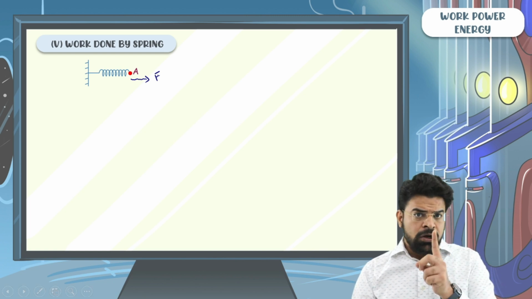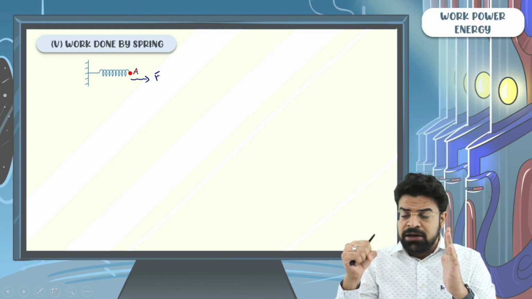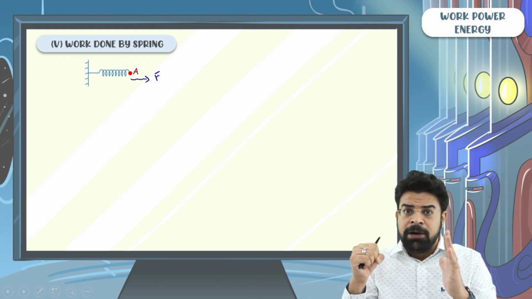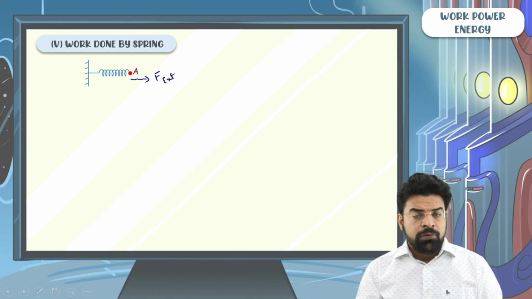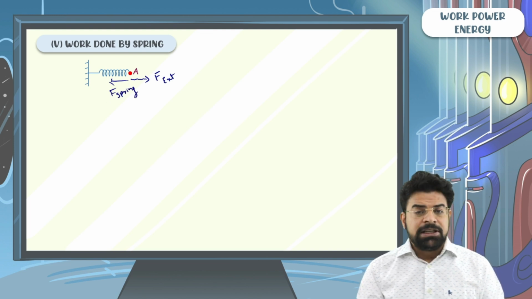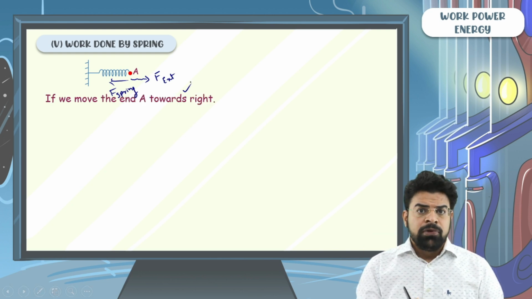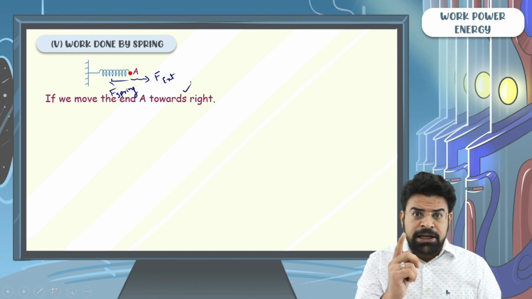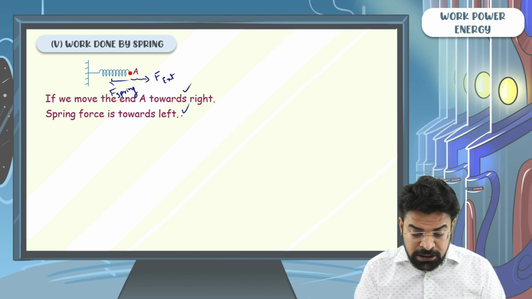By Newton's third law, when an external agent applies the force on point A towards right, what will be the direction of force applied by the spring? So sir, if the force external is towards right on the spring, then the force applied by spring will be towards left. So first thing to understand is, if we move the end A towards right, the force applied by external agent has to be towards right, while the force applied by spring will be towards left.